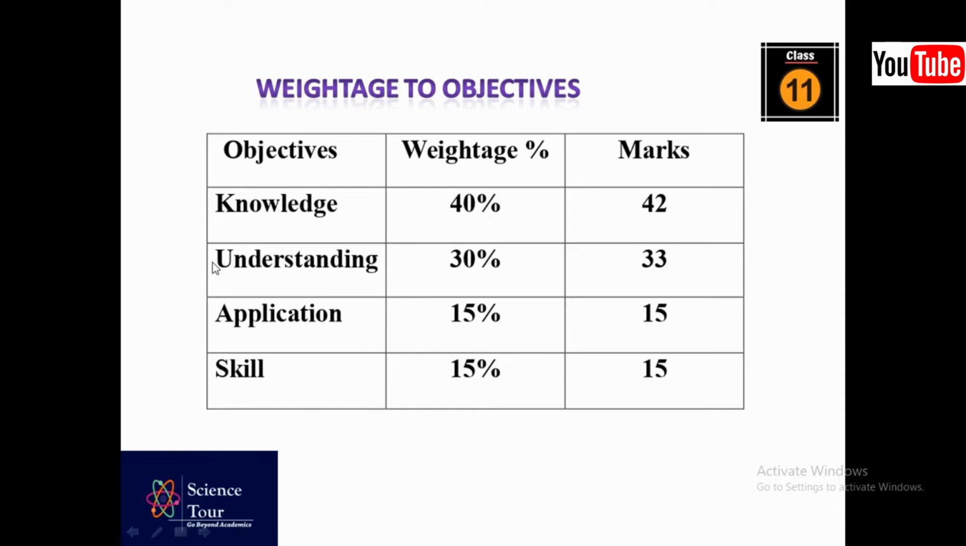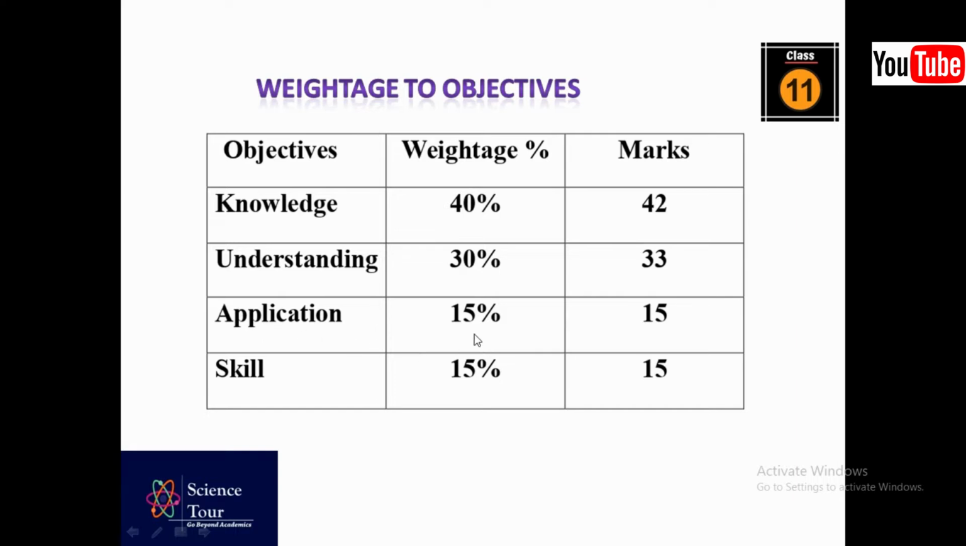Next is understanding. The weightage for understanding is 30%, that means around 33 marks. Understanding means questions like give scientific reason for the following. If you don't understand, then you cannot give the scientific reasons. So such kind of questions come under understanding.